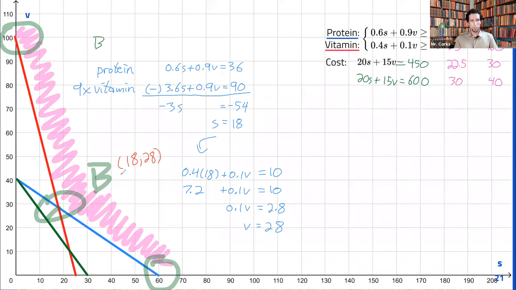Okay, so there's the location, and we can figure out the actual cost here. So our minimized cost. Right this way. 20 times 18 plus 15 times 28. And what does this equal? 700. Sorry, I couldn't hear you. 780. 780, whole thing.